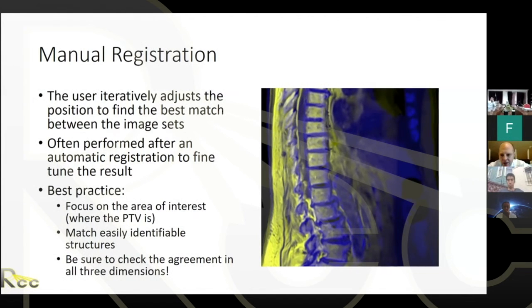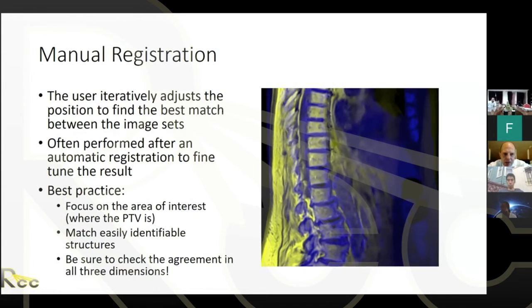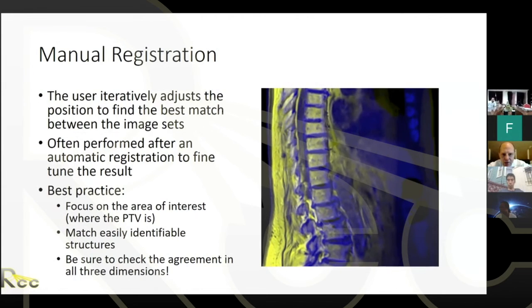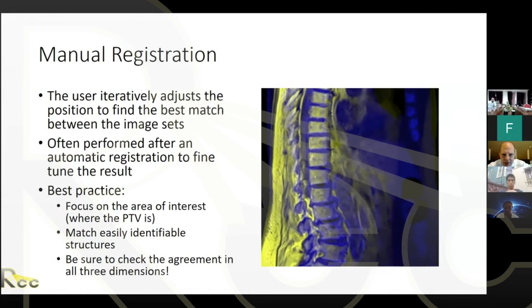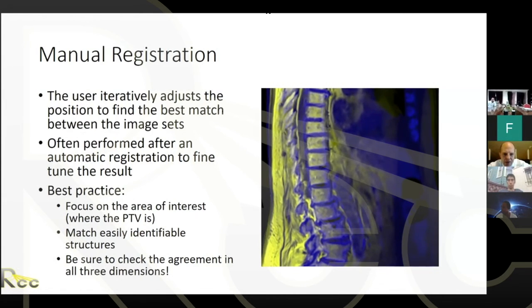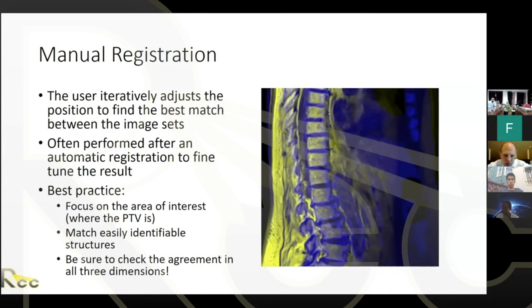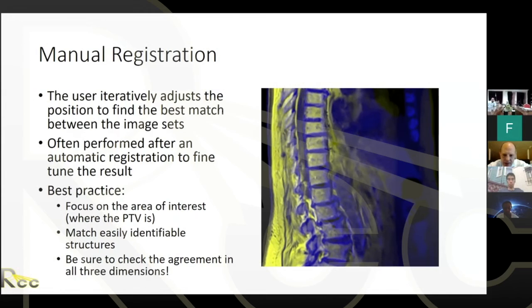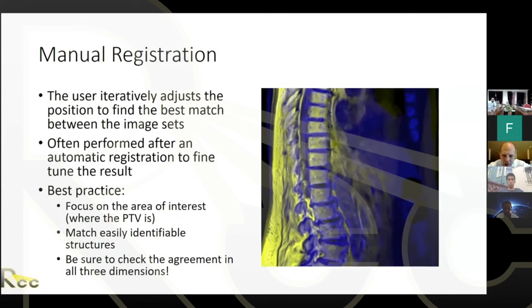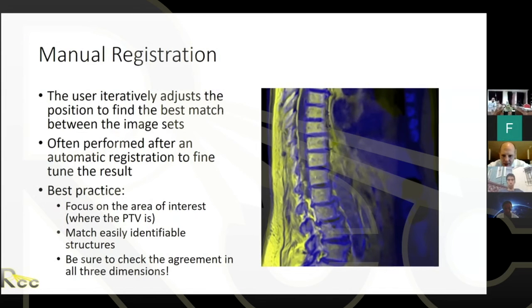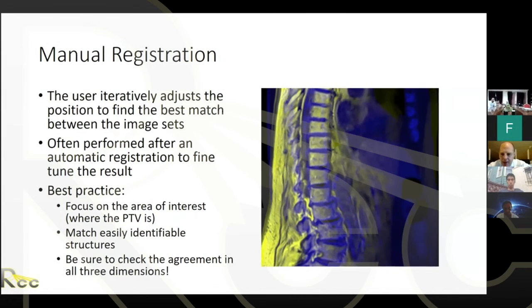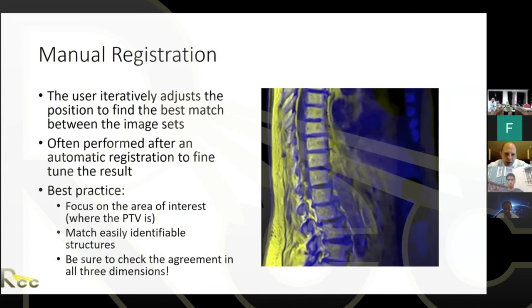All right, so the other thing is that how this registration is carried out can be done manually or automatically. Manual registration is when the user iteratively adjusts the position to find the best match between images. This is often performed after an automatic registration to refine the result. So for instance, on this image on the right, the user can use the arrows or the mouse or whatever and move the image manually to get the match. And that's what a manual registration is.